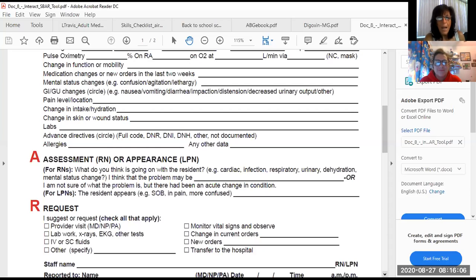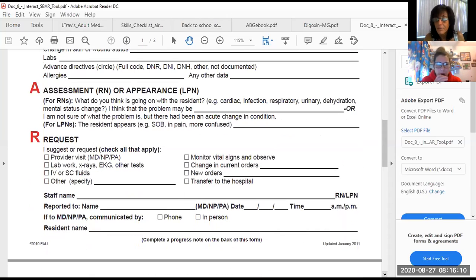Right? And then what do you want? It's the R. What's your request? What do you want? Do you want me to see the patient? Do you want labs? Do you want an x-ray? Do you want an EKG? Do you want me to start an IV? What order do you want from me? You want to send her out to the hospital? Or if you're in a hospital, do you want to transfer her to ICU because there's been a sudden change? What do you want? So this form makes it easy to communicate with the doctor or the nurse practitioner.